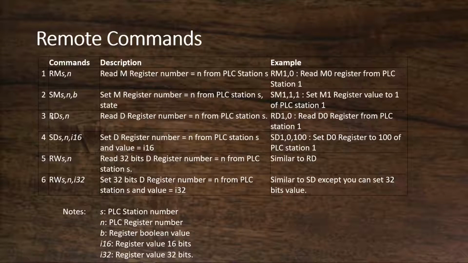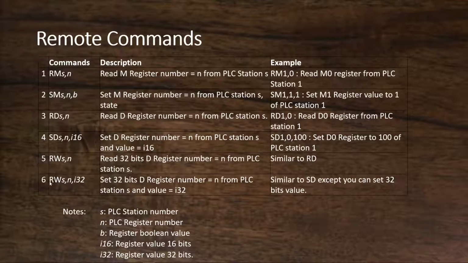The third command RD is the command to read the D register. The ESP32 will query the PLC D register and return the 16-bit value of the corresponding register. The fourth command SD is the command to set the D register. You can use this command to pass a 16-bit value to the corresponding PLC D register number.